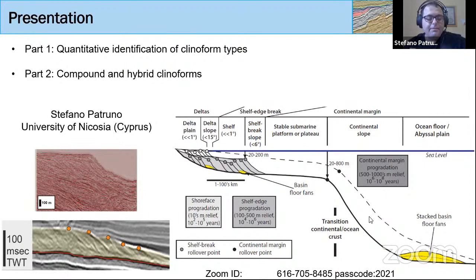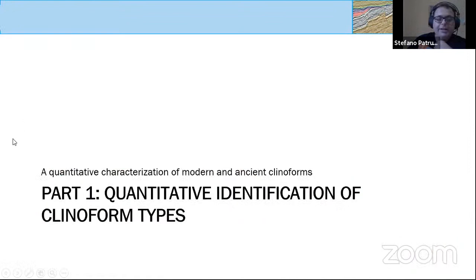So this talk, or this chat, is divided into two parts. The first part is about quantitative identification of clinoform types, which is one of the things that I tried to develop on the basis of a certain amount of statistical data extracted from published examples in my PhD. The second part deals with the concepts of compound and hybrid clinoforms. So let's begin with the first part without much further wait: quantitative identification of clinoform types.